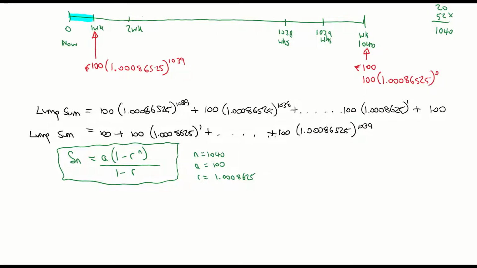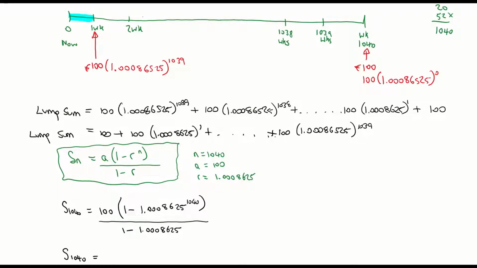So Sn, or S1040, that's the number of weeks. A is my 100, multiplied by 1 minus 1.000865525 to the power of 1040, all over 1 minus 1.000865525. Working that out is €168,540. Just for simple terms here for the example, I'm going to leave out the decimal. So roughly €168,540 in Marion's pension pot, or her savings account, in part B.